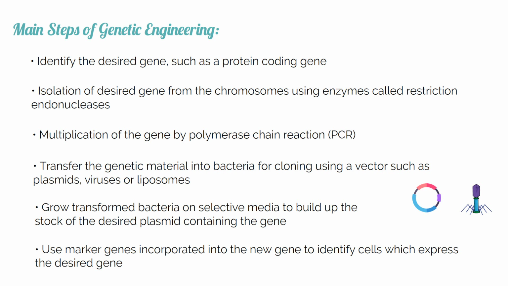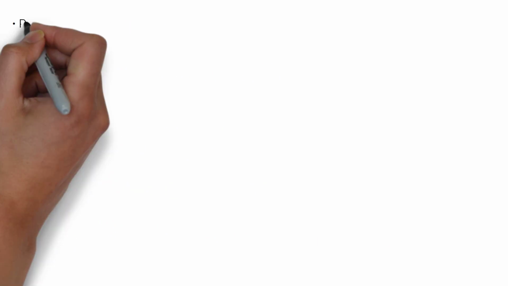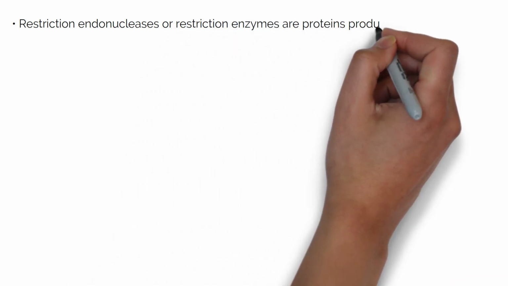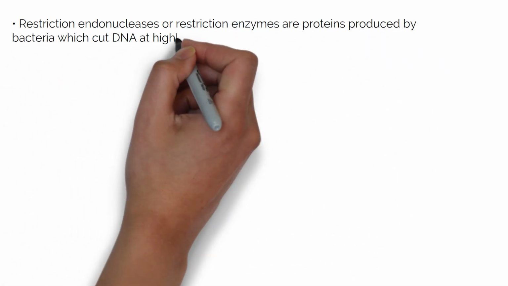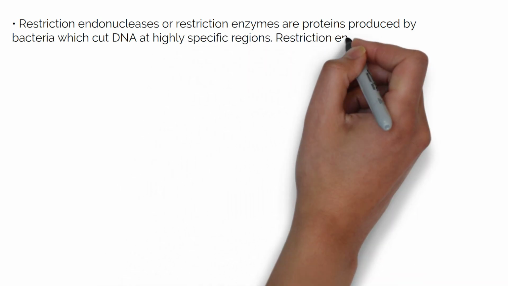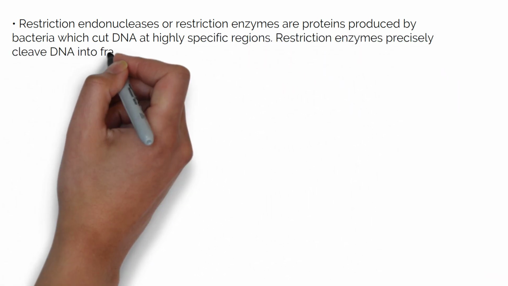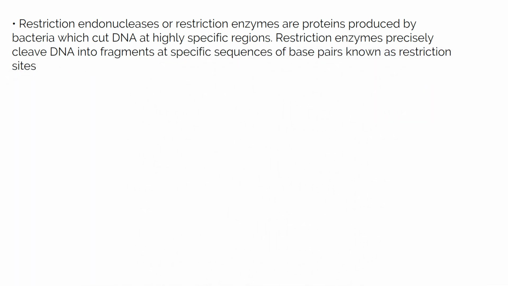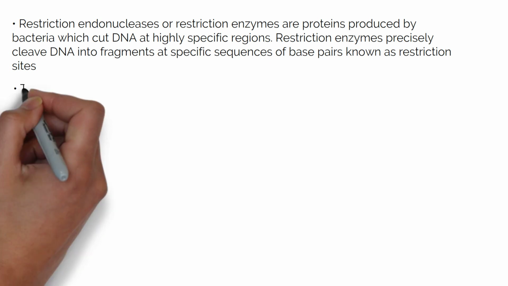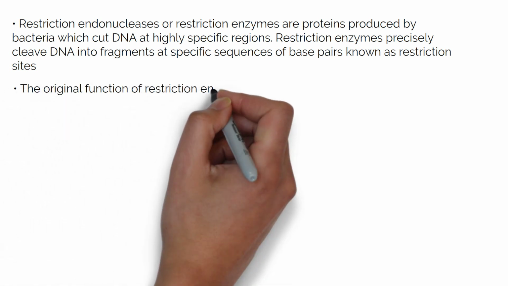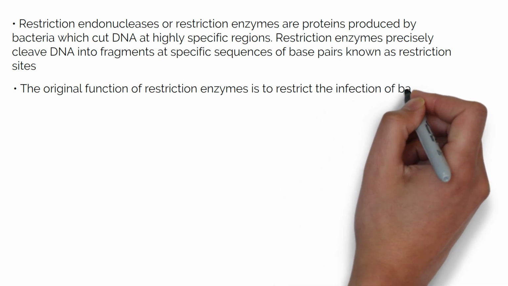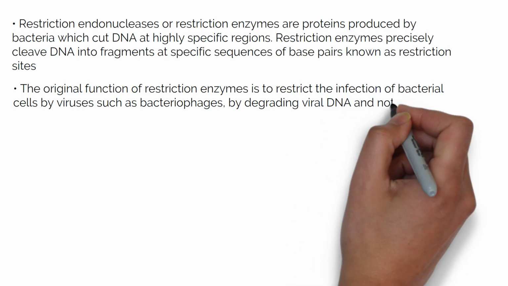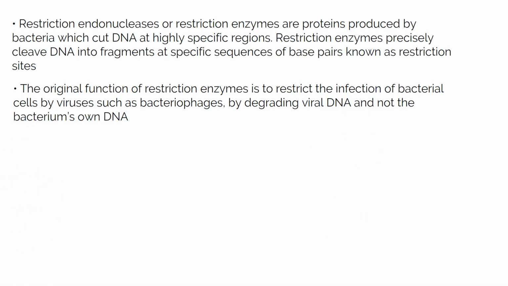Now to cover these important enzymes in genetic engineering. Restriction endonucleases or restriction enzymes are proteins produced by bacteria which cut DNA at highly specific regions. Restriction enzymes precisely cleave DNA into fragments at specific sequences of base pairs known as restriction sites. The original function of restriction enzymes is to restrict the infection of bacterial cells by viruses such as bacteriophages by degrading viral DNA and not the bacterium's own DNA.